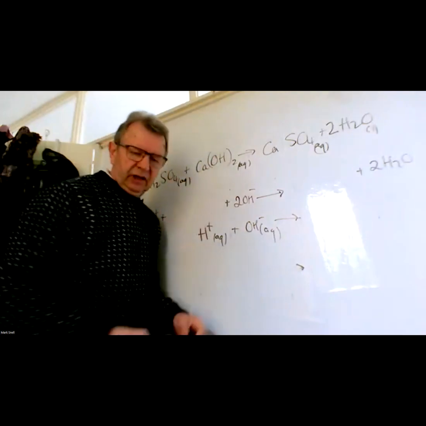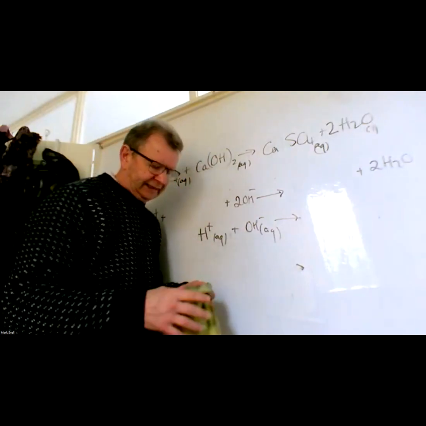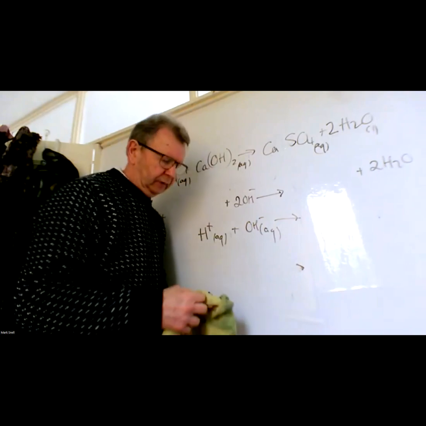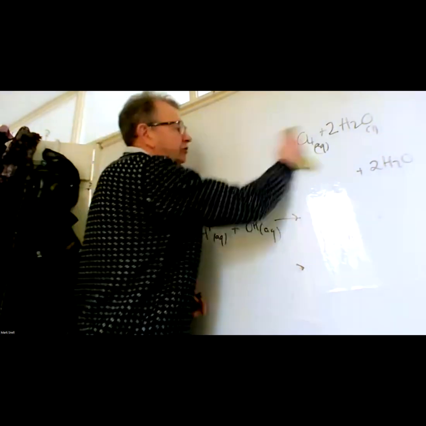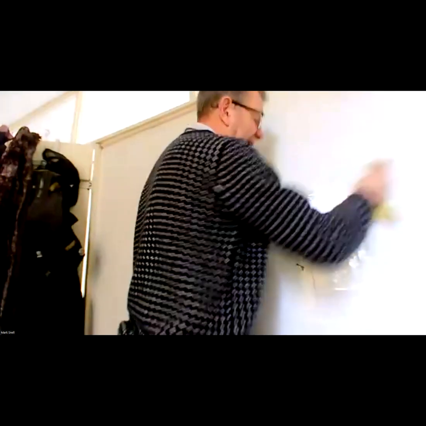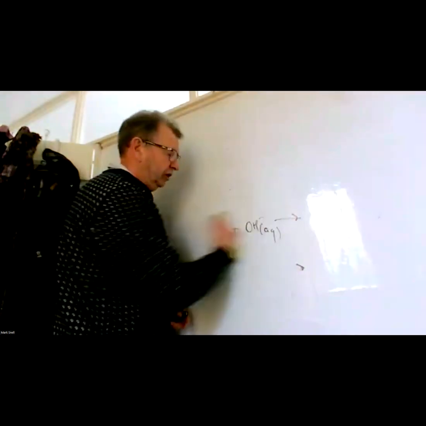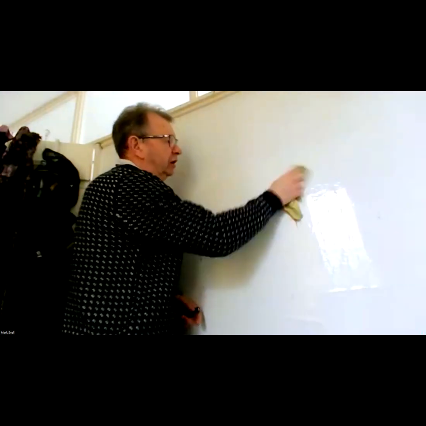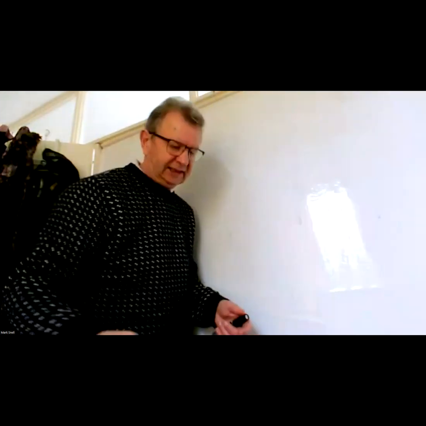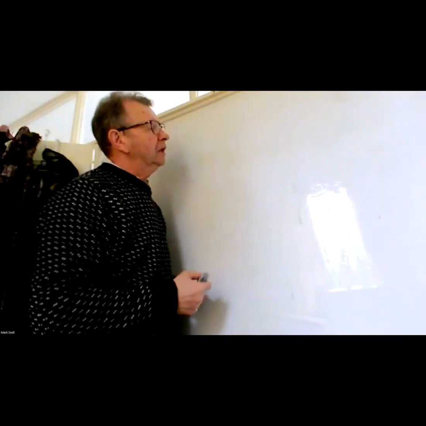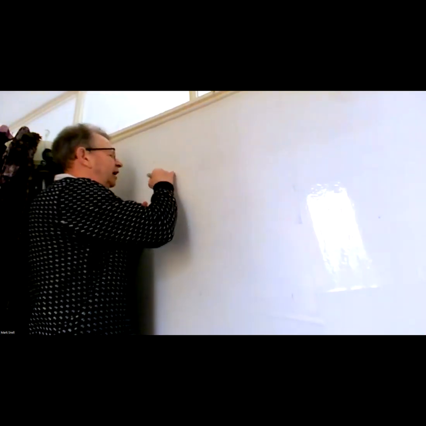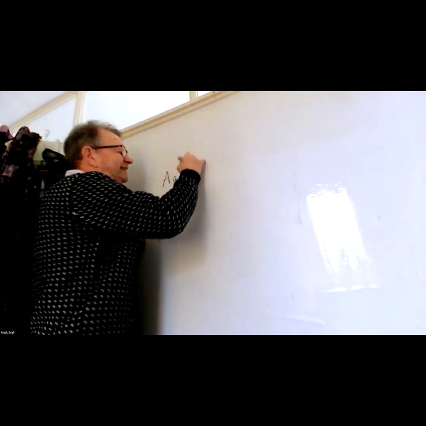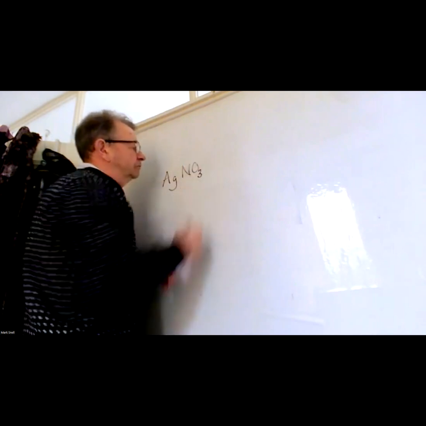Now, the last thing I want to leave you with is a precipitation reaction. And I want to look at that. This is one which is used as a test for a halide. You need to know, for paper 3 particularly, tests for things like halide and sulfate and so on. And it goes like this. If I want to test for a halide, I use silver nitrate.